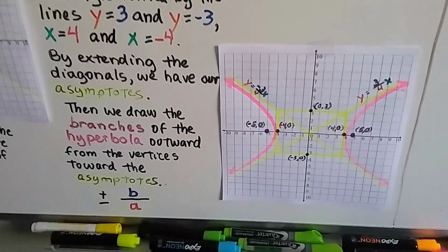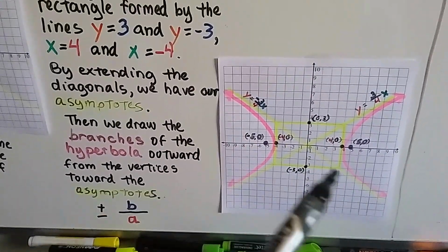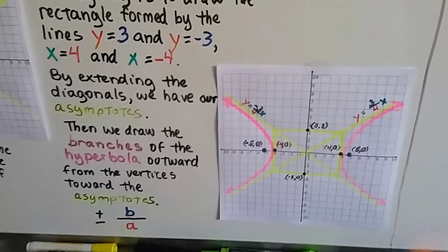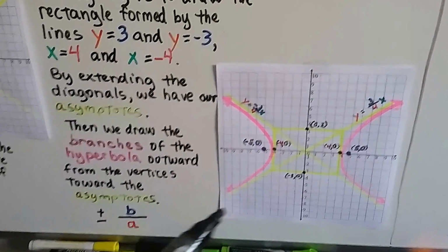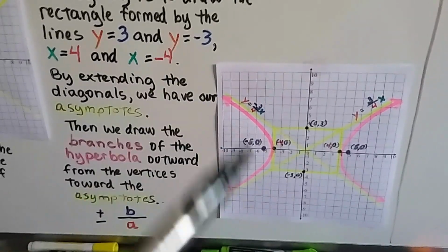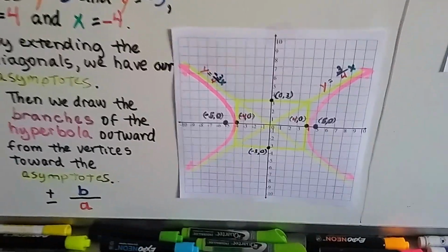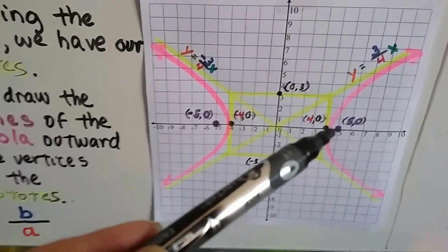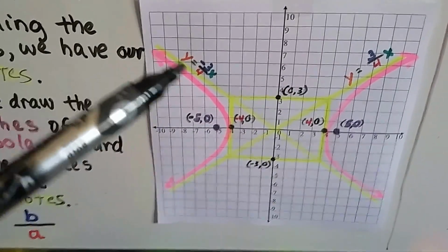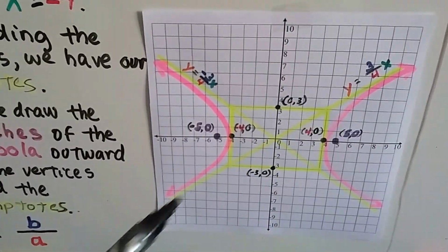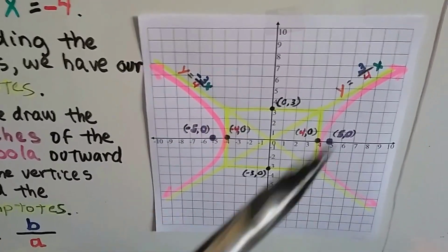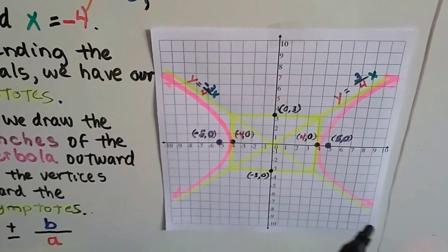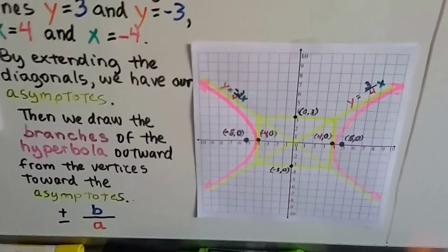So, by extending the diagonals, we have 1 coming here and 1 coming here. We have our asymptotes. And then we draw the branches of the hyperbola outward from the vertices towards the asymptotes. So take a real close look at this. Here we've got our negative 4, 0, and our 4, 0, and we've got an asymptote here and an asymptote here, and you can see here's their little equations, and we can just draw our hyperbola curving. That's the easiest way to do it, is by putting that rectangle in there first.